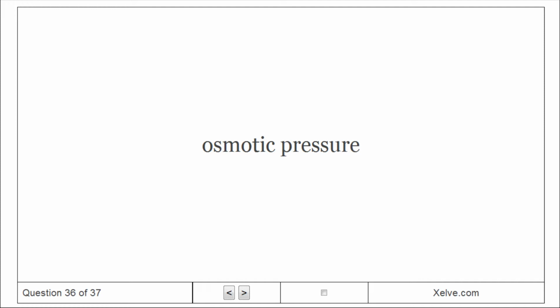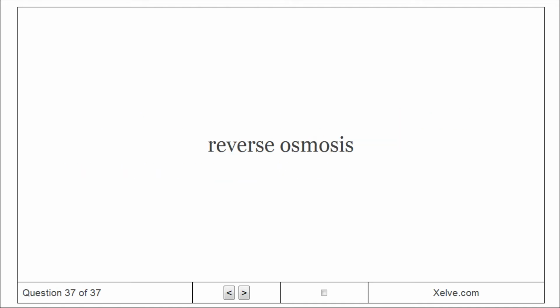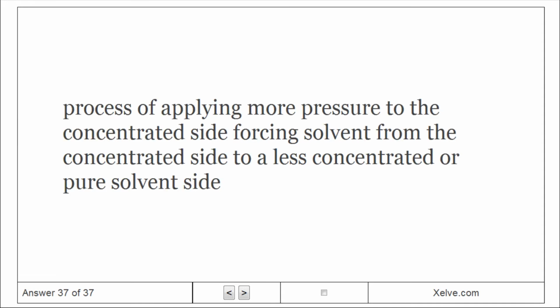Osmotic pressure: the external pressure needing to be applied to the more concentrated side of the membrane to prevent osmosis, equals iMRT. Reverse osmosis: the process of applying more pressure to the concentrated side, forcing solvent from the concentrated side to a less concentrated or pure solvent side.